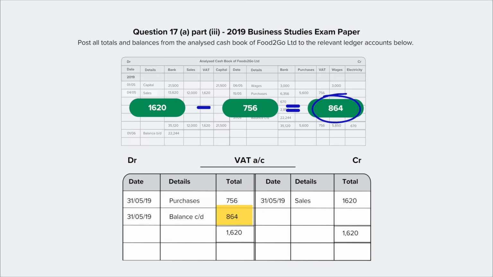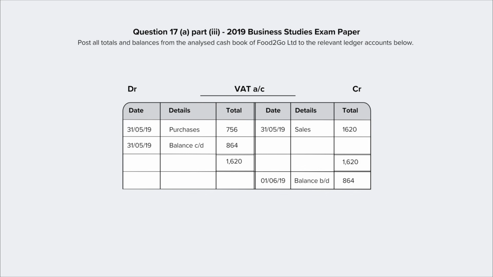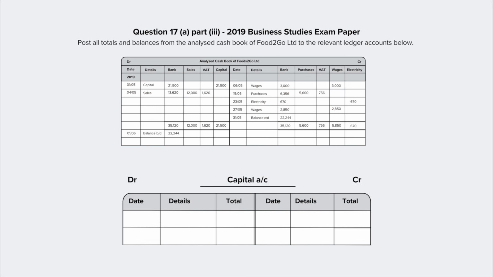So now when you look at the debit side and add these two up, it adds to €1,620, just like the credit side. In other words, our books are becoming balanced. Now take this balance carried down and bring it to the opposite side where it becomes our balance brought down to the next month, which will be the 1st of June. Now this is what a completed ledger account looks like. You can see the larger figure of €1,620 on both sides, which helps us balance it. Then all you have to do here is find the difference between our two figures, and this becomes our balance carried down. With our VAT done, we'll move on to our capital account.